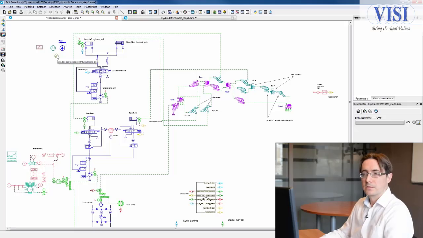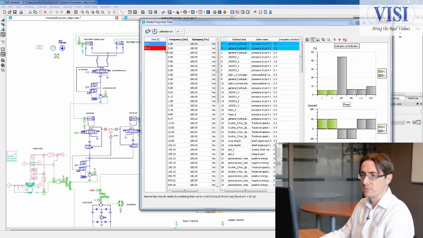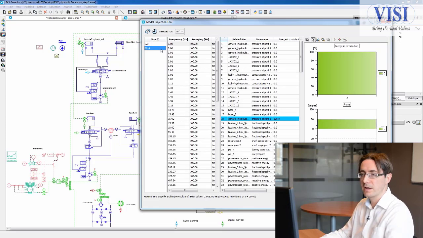This frequency is indeed very high, and we will try to reduce it. But to reduce this frequency, we need to understand what are the components that create this very high frequency. Once the simulation is finished, we can have a look at the results of the model projection tool. This tool is a graphical tool that allows us to show, for each linearization time, what the high frequencies are and what components are involved in this high frequency.